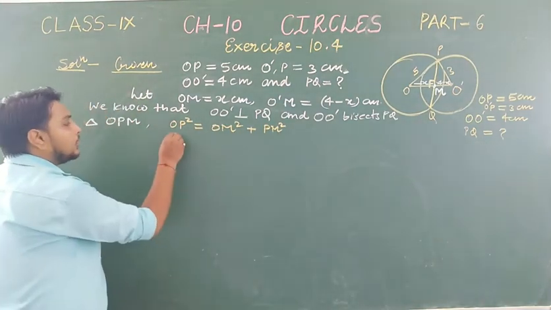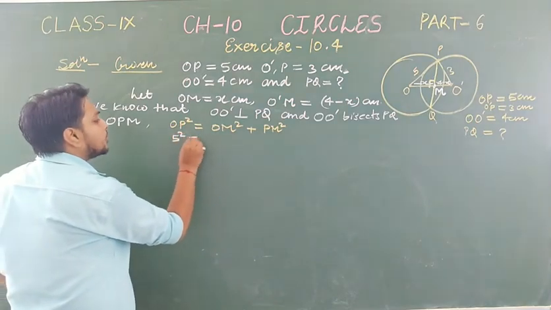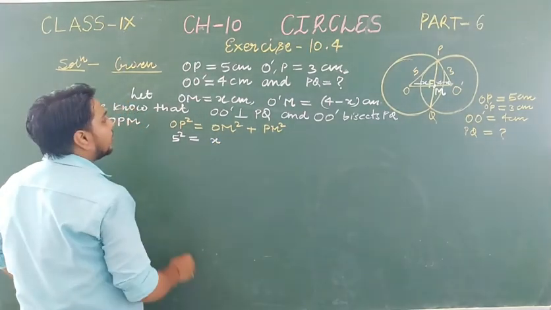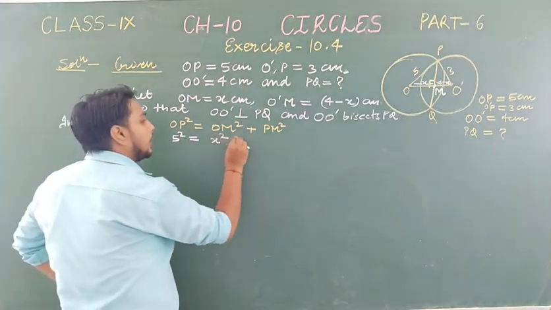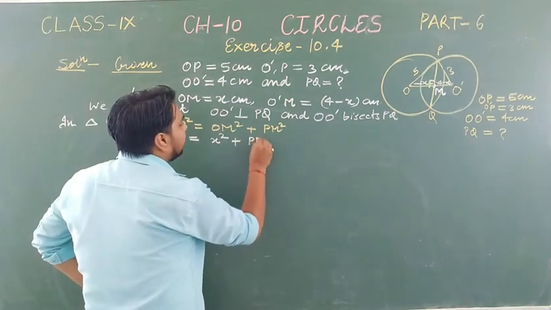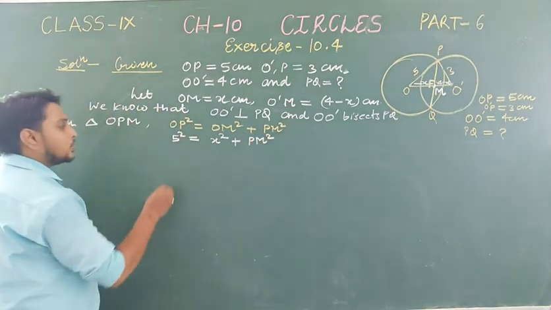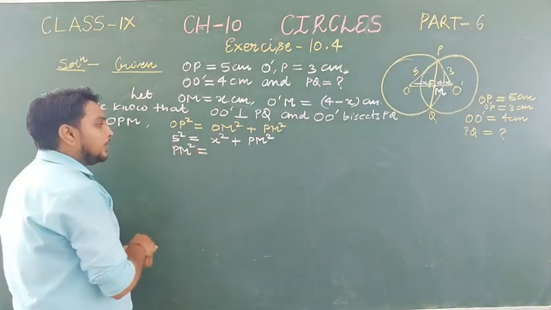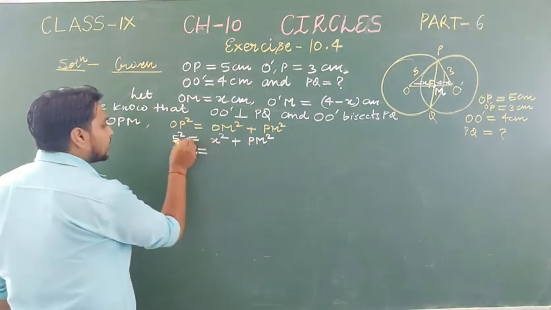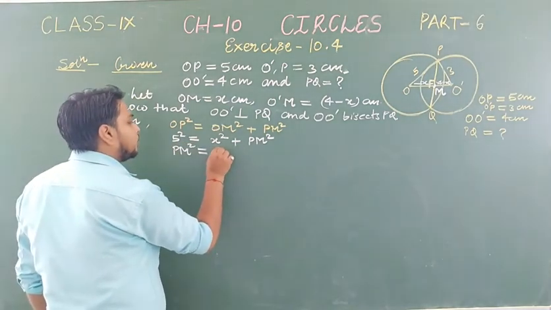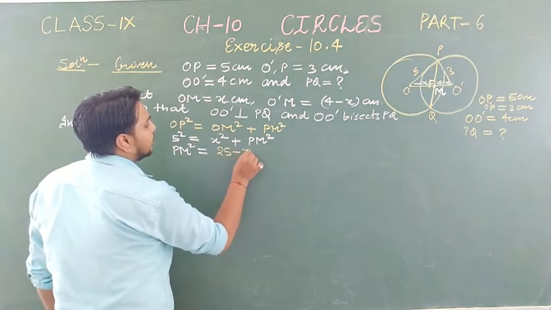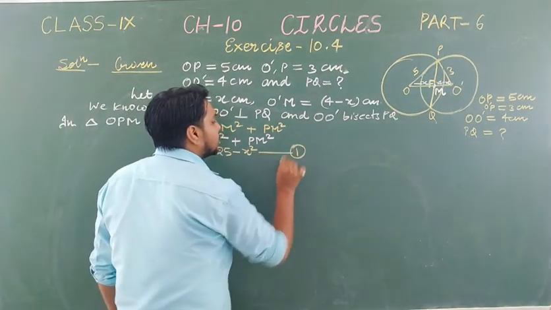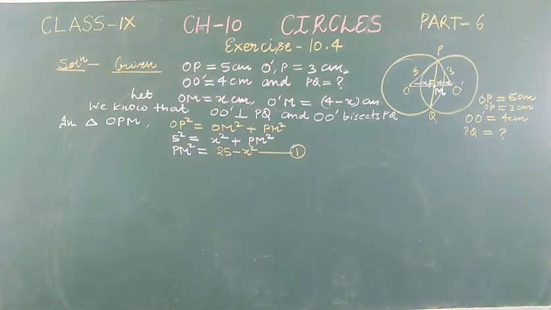Now OP is 5, so we write 5 square. OM we have supposed as x, so it is x square. And PM we don't know, so we write PM square. Here we can find the PM square value: x square will be shifted, so it will be 25 minus x square. The value of PM square is 25 minus x square. Suppose it is equation number 1.